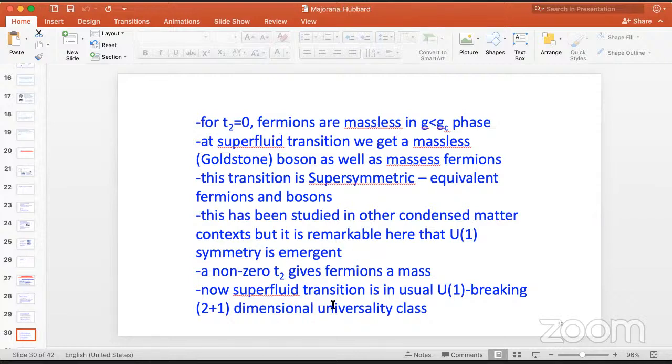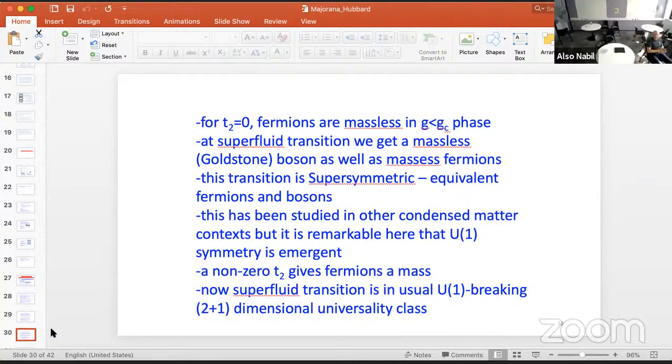Now we expect the superfluid transition to be in the usual U1 breaking 2 + 1 dimensional universality class, sometimes known as Wilson-Fisher.